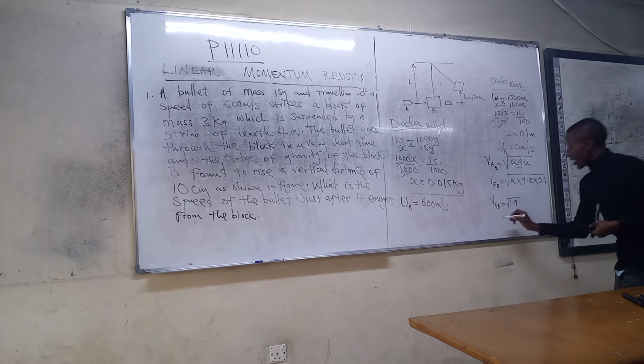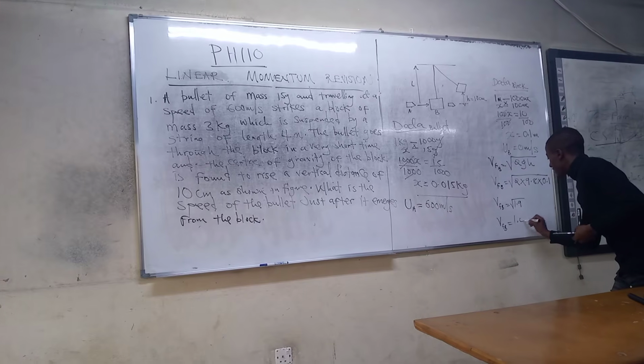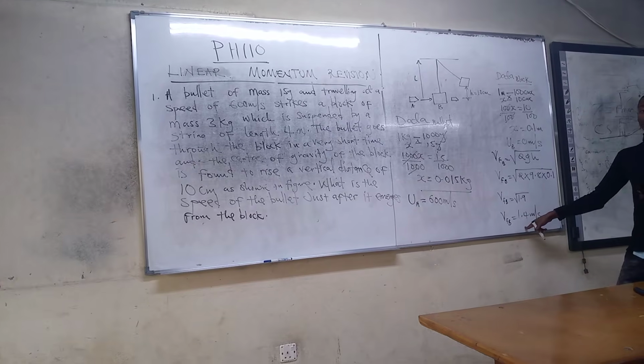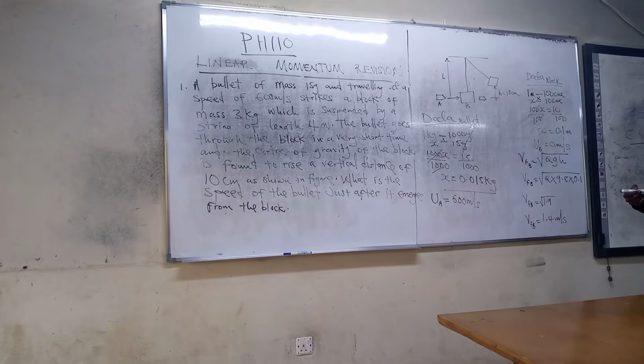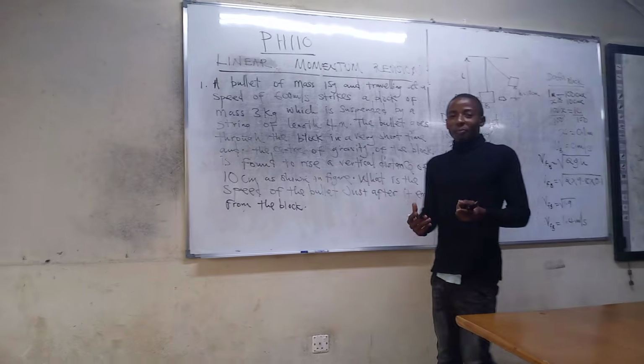1.96. If you square root it, what are you getting? 1.4. So 1.4 meters per second. So this is the final velocity of the block. Now, you have to bear in mind, in the question, some people can get confused.